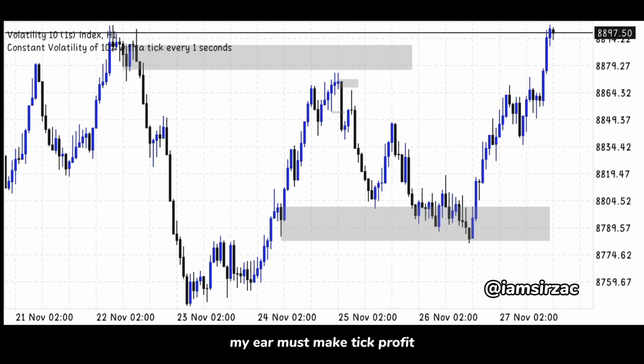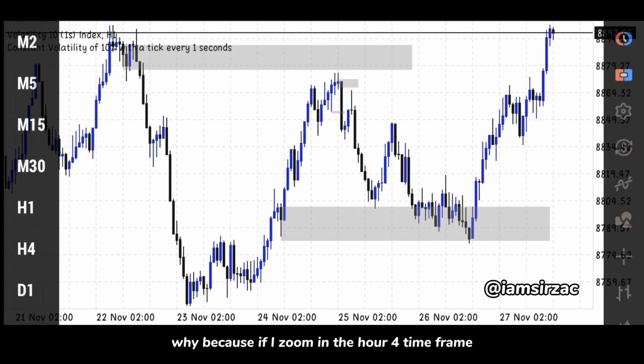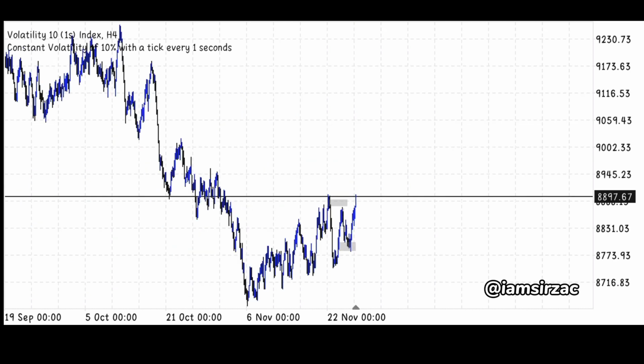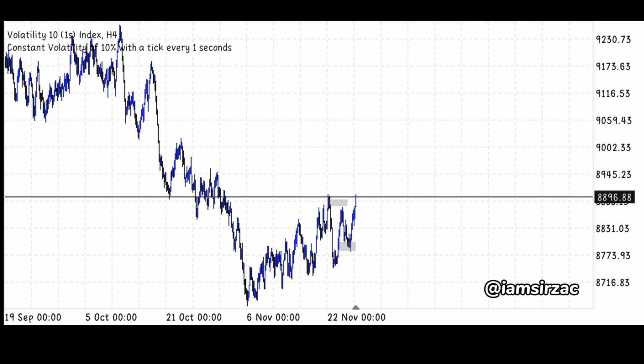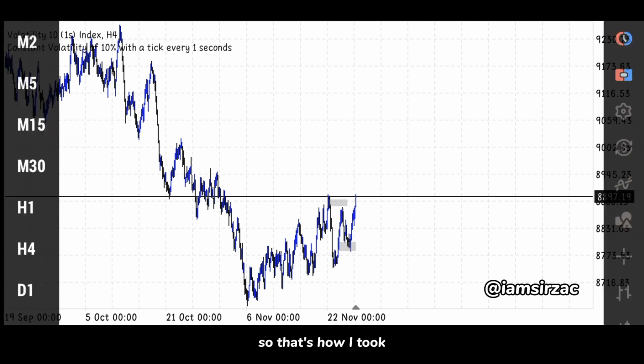Why? Because if I zoom in the hour 4 time frame, this is suggesting that market is in an uptrend. So you were trading a reversal. So I had to put my take profit on an order block because price was supposed to bounce on that order block and continue going up exactly like it did right here. Right. So that's how I took the trade.